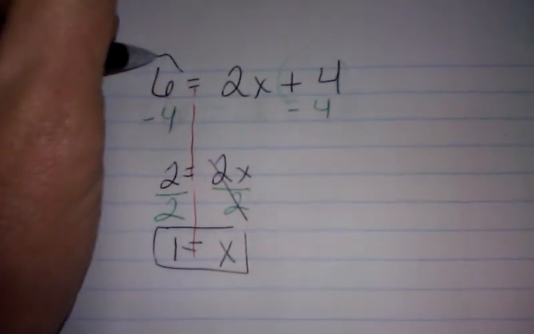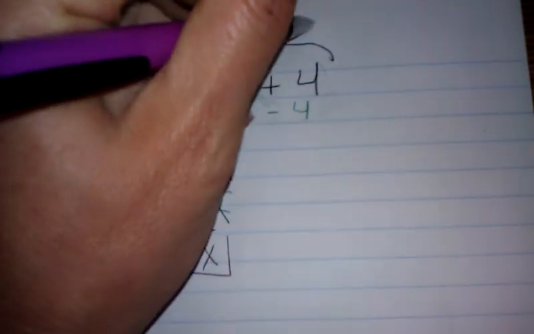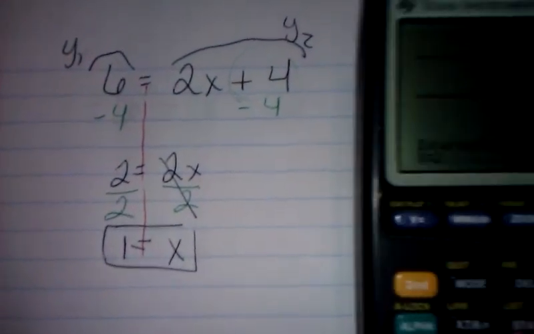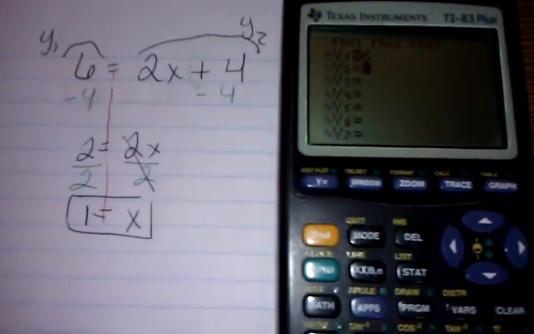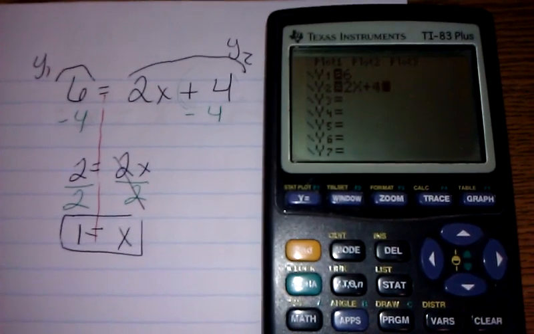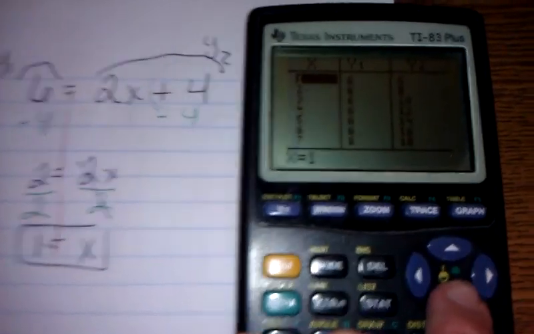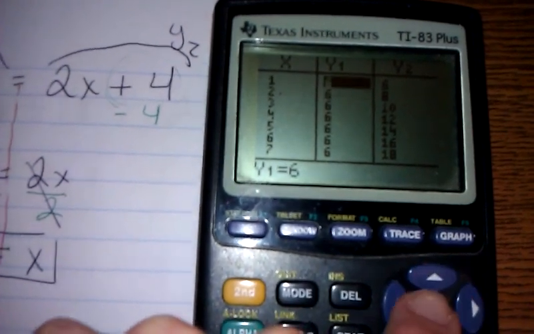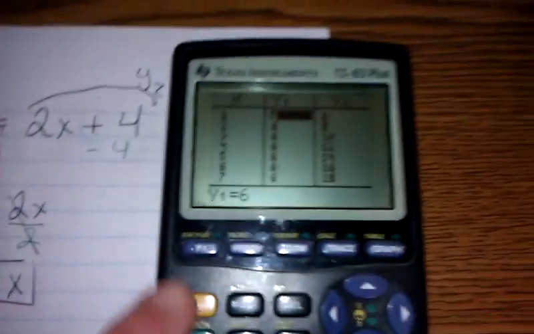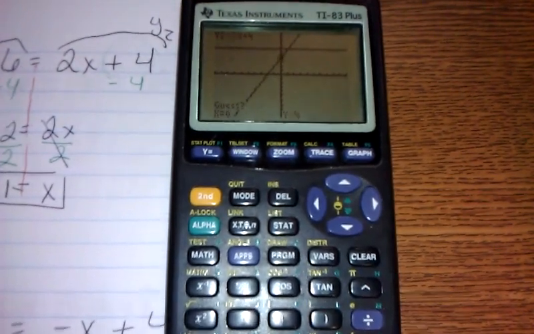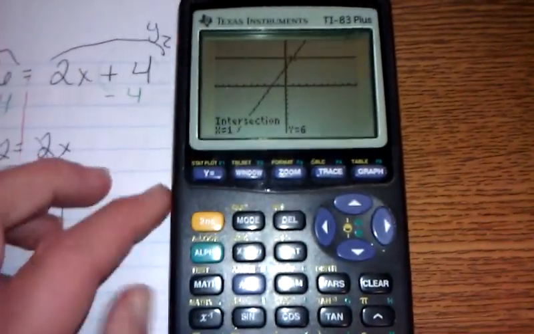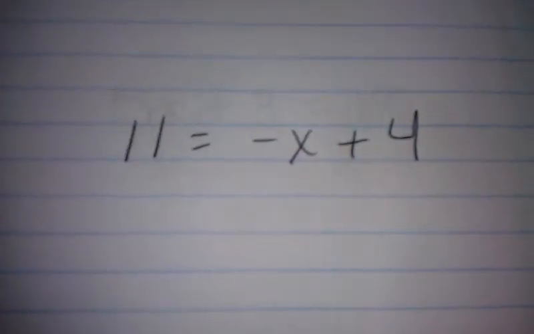To check, left-hand side y1, right-hand side y2. So I'm going to go in the calculator. Go to y equals. I'm going to put 6 into y1, and in y2 I'm going to put 2x plus 4. Second graph. I believe the answer is 1. Whoop, I missed it right there. There we go, 6 and 6. You can also do second trace, 5 for intersect, enter 3 times. There it is, x equals 1. Next one, pause the video, come back and see how you did.